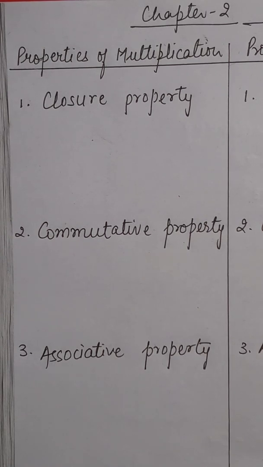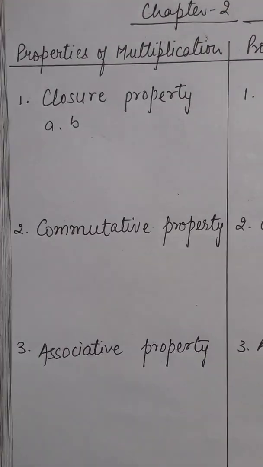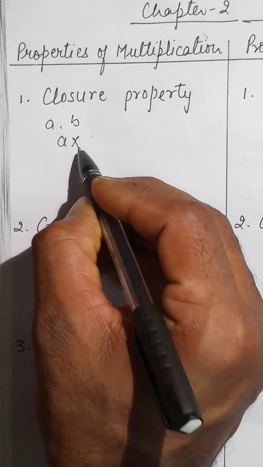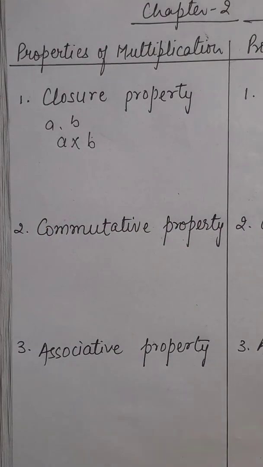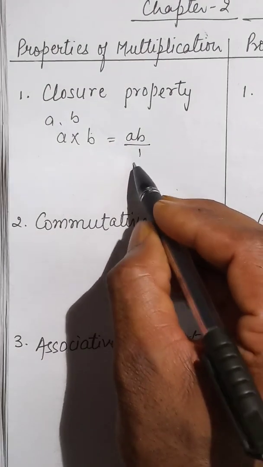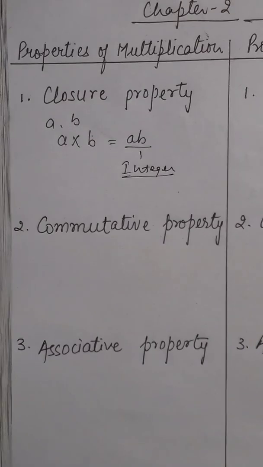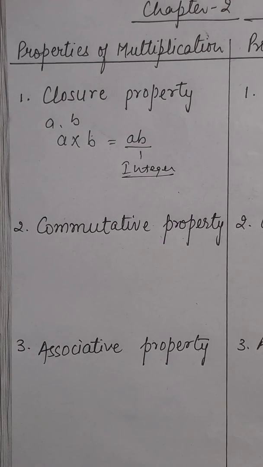The first property of multiplication over integers is its closure property. Suppose a and b are two integers, and if we multiply these integers with each other, we will get a into b, which is also an integer. सो अगर a और b दो इंटीजर्स को अगर हम मल्टीप्लाई करते हैं तो वो इंटीजर ही होगा. Then the second property is the commutative property.